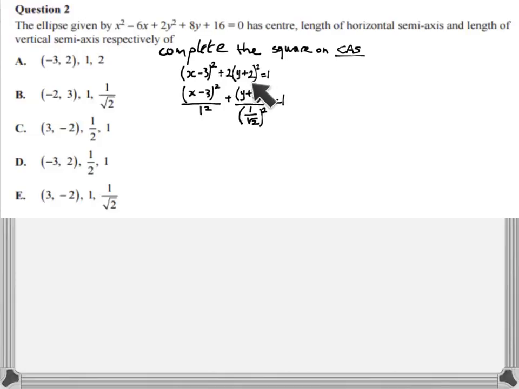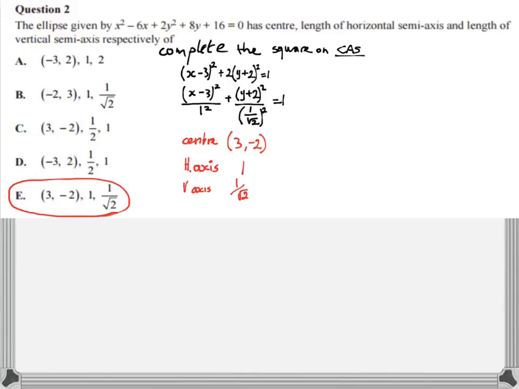Now, this one doesn't have a denominator, yet it's got another factor of 2. So I'm going to write it as 1 over 2 in the denominator, square root, and then square it, and I get 1 over root 2 as my B number. So for that center, and for a horizontal axis, I have 1, and for my vertical axis, I have 1 over root 2. So that one must be the correct answer.